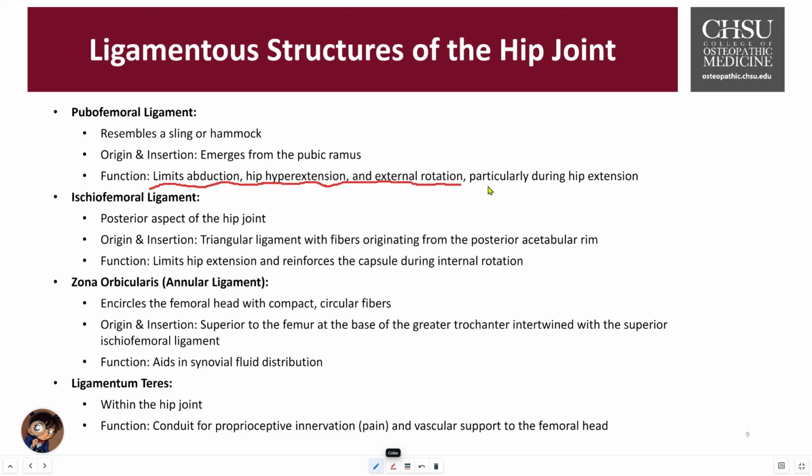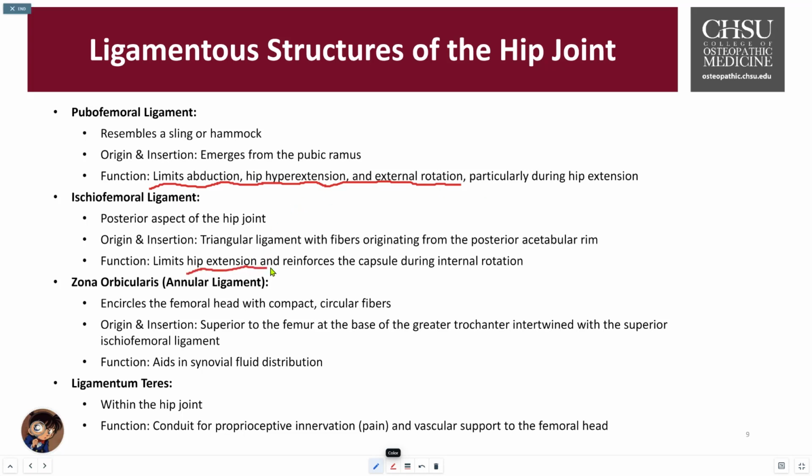The next one is the ischiofemoral ligament. This is located on the posterior aspect as a triangular shaped ligament. It originates from the ischium and attaches to the joint capsule near the greater trochanter. It limits mainly hip extension.